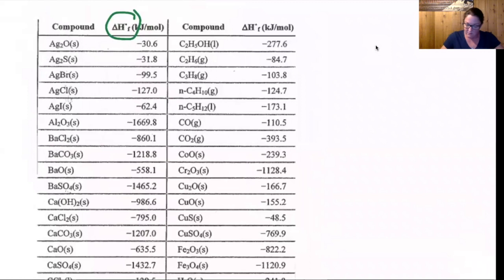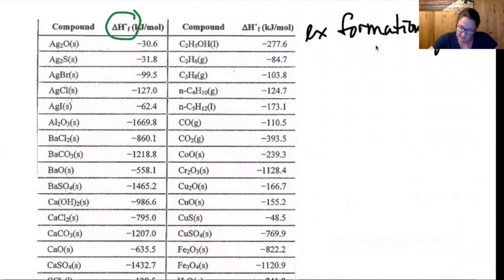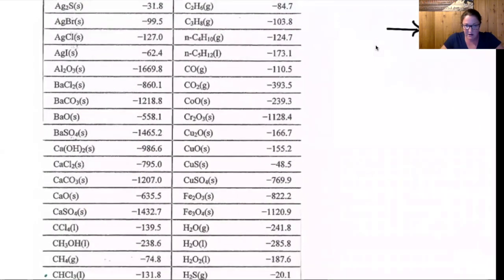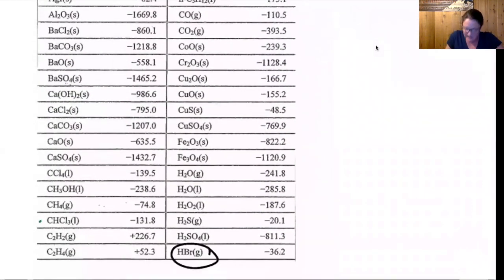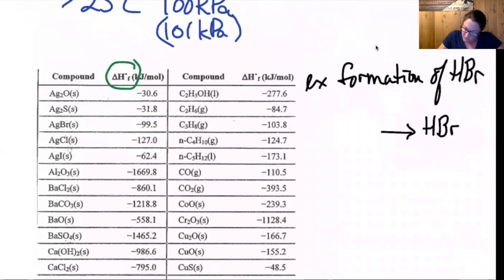I'm showing a part of the table here so that I can reference the values as I use it. So for example, if I was going to write a formation reaction for HBr, I'm going to show HBr on the right side of the arrow. If I'm being thorough, I'm going to include the state symbol for HBr, which I can cheat my way to off of the chart here. And that will be a G for gas. It's forming from pure hydrogen and pure bromine.